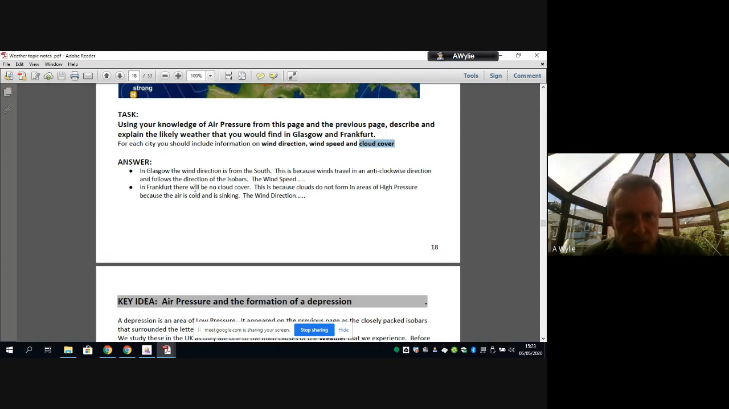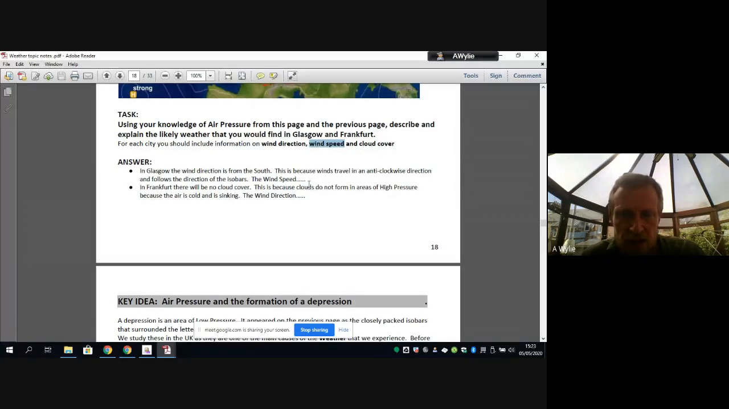Likewise with Frankfurt, I've given you one bit of a clue that there's no cloud cover, and that's because clouds don't form in areas of high pressure because the air is cold and it's sinking. So that's the explanation. Notice you've used the because statement. Now I want to know about the wind direction. So where is the wind coming from in Frankfurt and how do you know it's coming from that direction? And I also want to know about the wind speed. So if you have a look up there, what's the wind speed in Frankfurt and how do you know it?